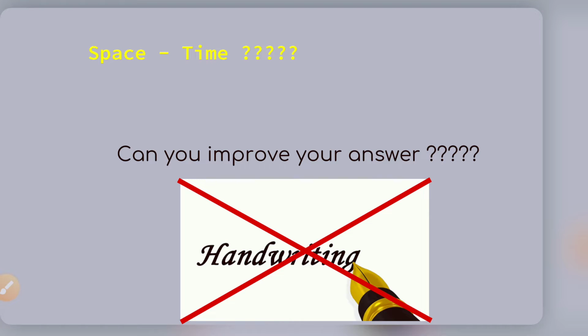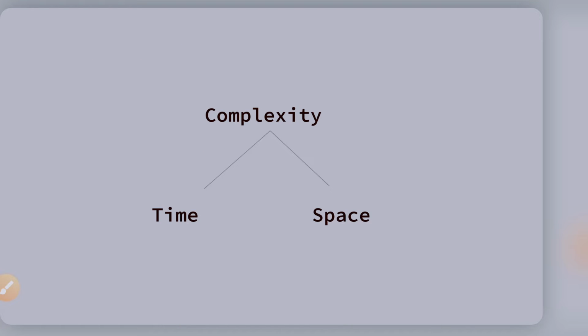In computer science, complexities are further divided into two parts: the time complexity and space complexity. Time complexity means the time taken by an algorithm for execution, and space complexity means the space used up by your algorithm. Together we can call it space-time complexity.